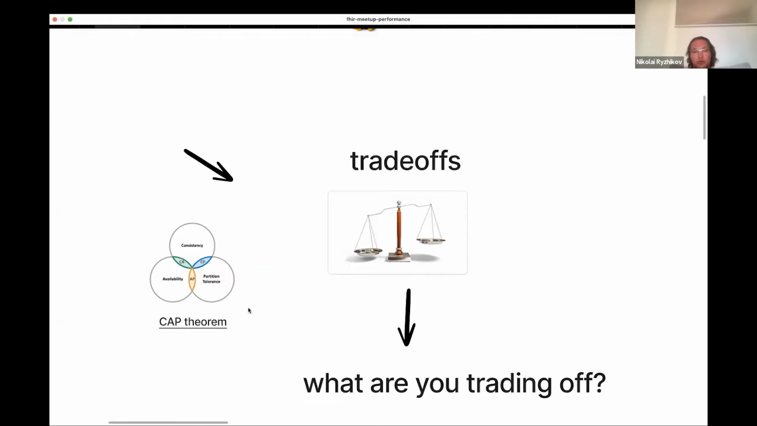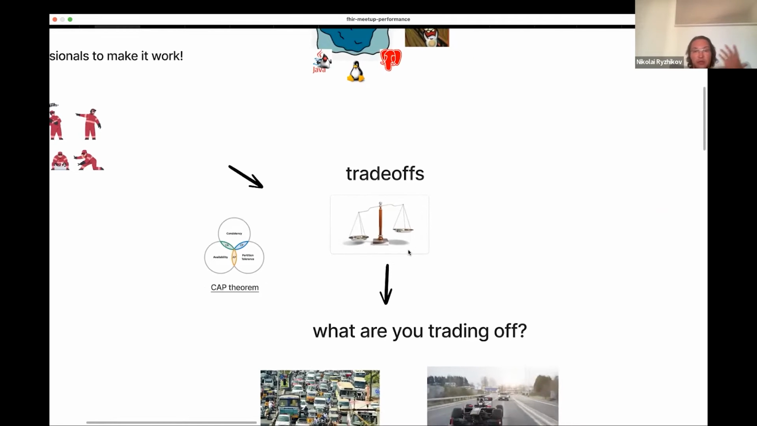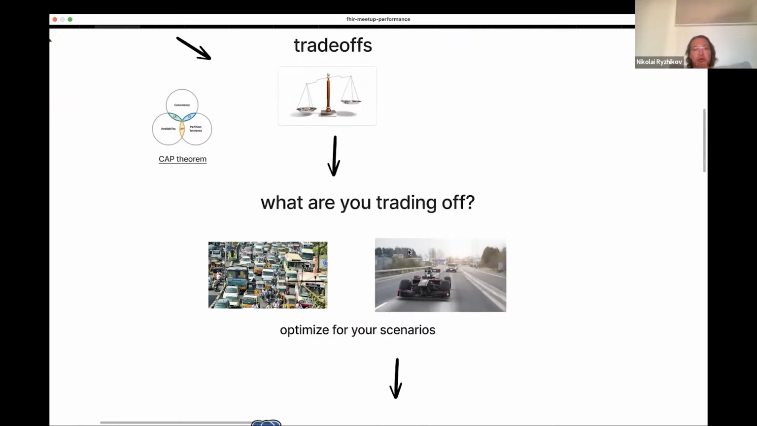As an example, probably you all know the CAP theorem, which is a theoretical trade-off where you can only pick a specific combination, but not all of them. And there are many other trade-offs here. The question is, what are you going to trade off? And this choice should be conscious, because it really depends on what your system, what your application is doing. There is no way to create the ideal system which will fit all the needs.